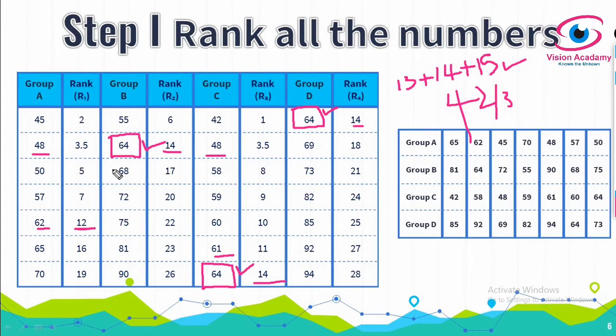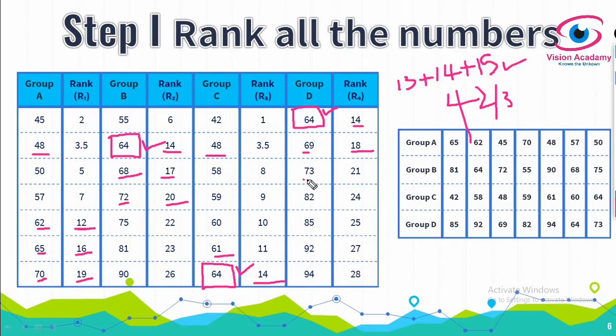After 64, let us see, is there any higher value? Yes, of course there are so many values yet to be assigned a rank. After 64 we have 65, that is the 16th rank, because the 15th position is already used. After 65 there is 68, which is given the 17th rank. After 68, here 69, that is the 18th rank. After 69 we have 70, that is the 19th rank, and after 70 we have 72, that is the 20th rank.